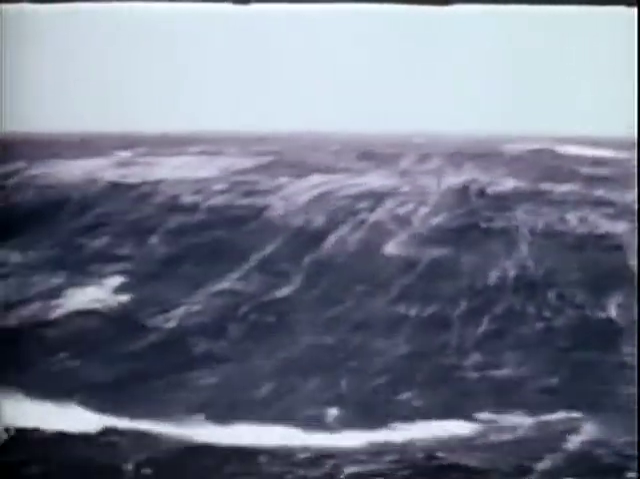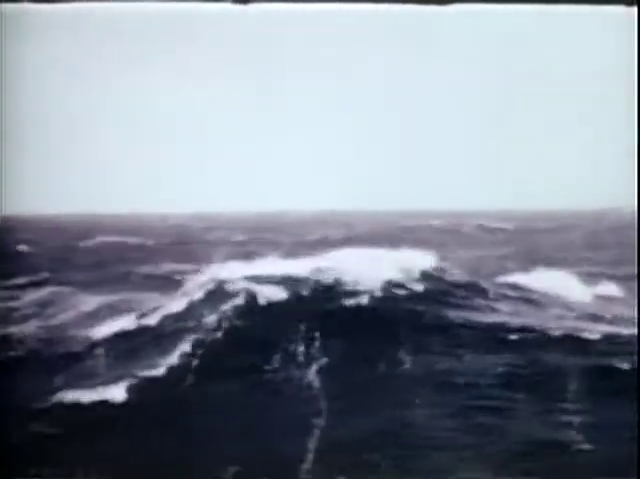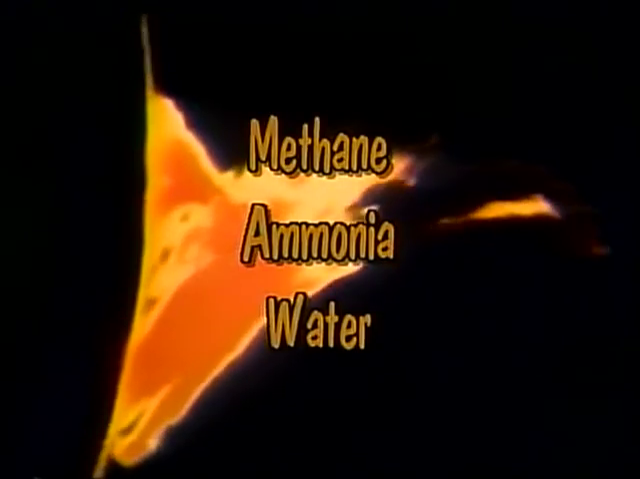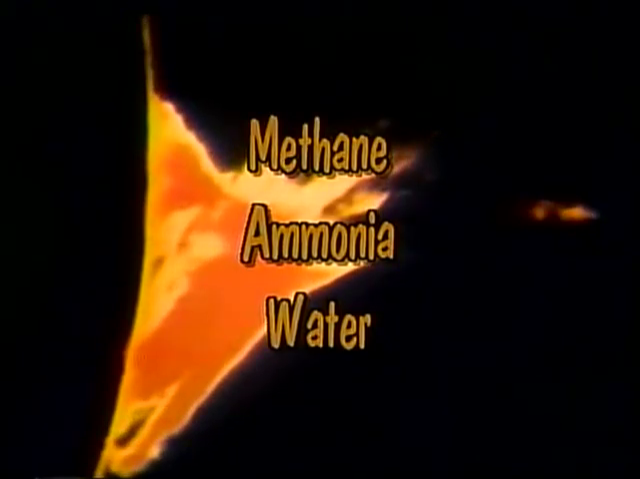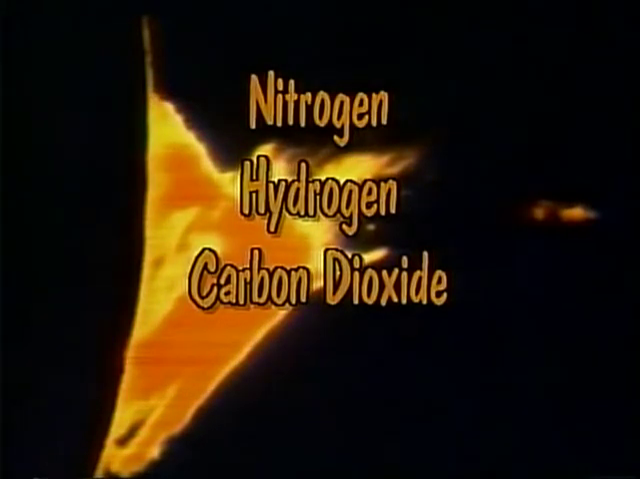Before the Earth's atmosphere, as we know it, was formed, the only creatures that could survive on the planet were microscopic organisms living well below the surface of the oceans. Scientists speculate that about 3.8 billion years ago, the heat of the sun triggered a chemical reaction among methane, ammonia, and water. This reaction formed new materials such as nitrogen, hydrogen, and carbon dioxide.